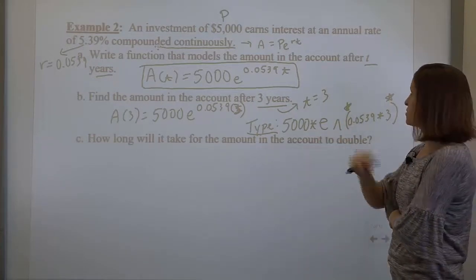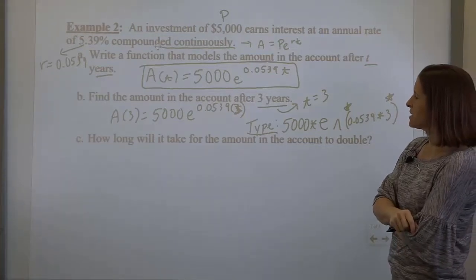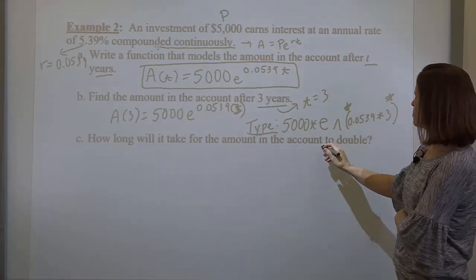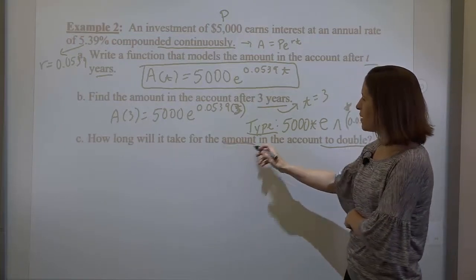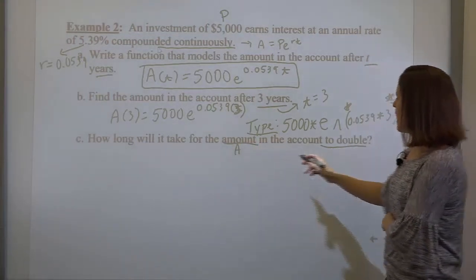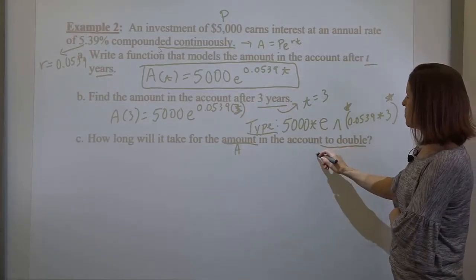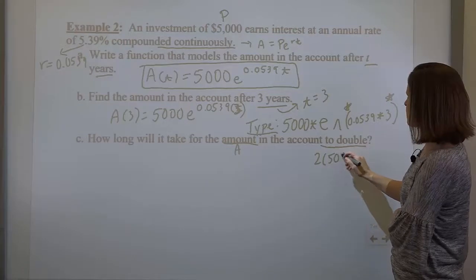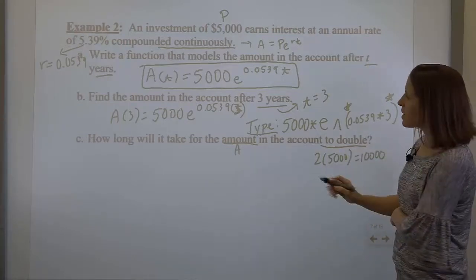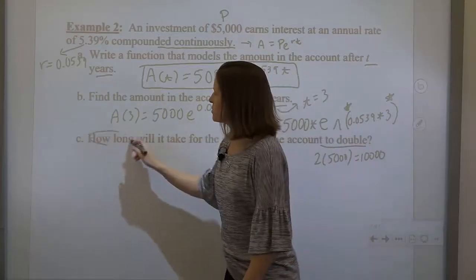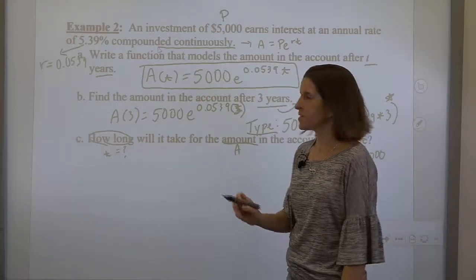In fact, it was a question on my pre-calculus test. So how long will it take for the amount in the account to double? They are telling me the amount, A, and they don't have a number, but they want to know how long it would take to double. Well, that would be 2 times 5,000 or 10,000. The question words tell us what we're solving for. How long means I don't know t.